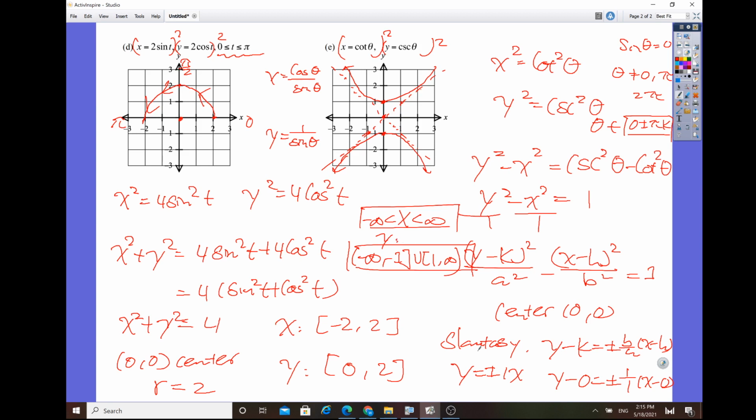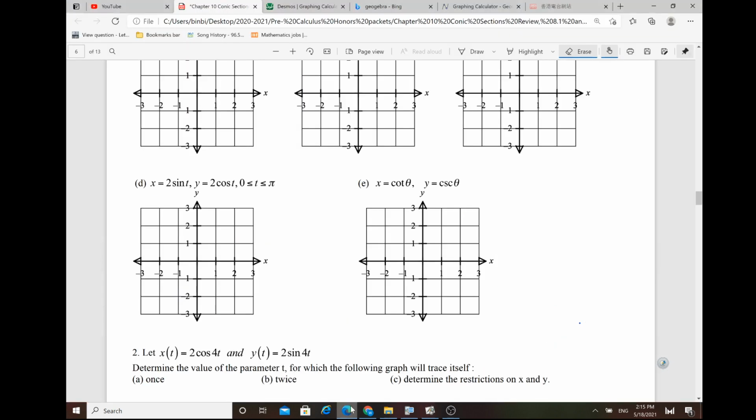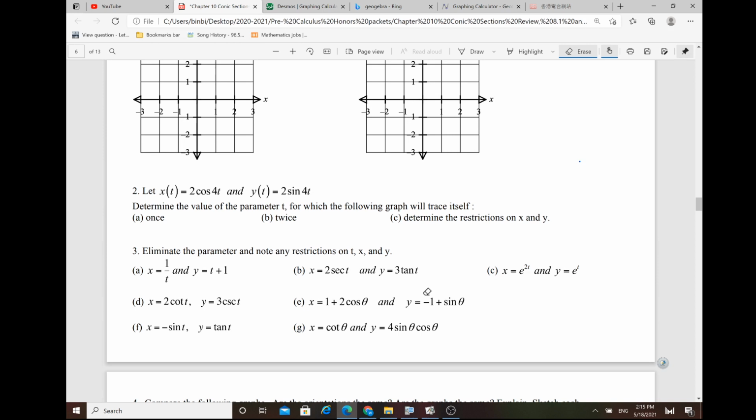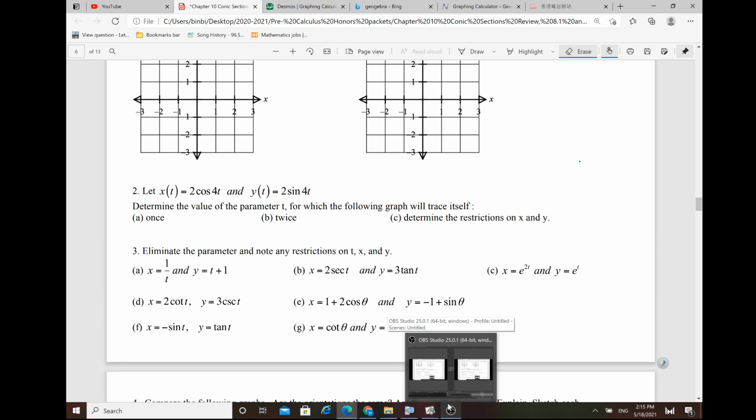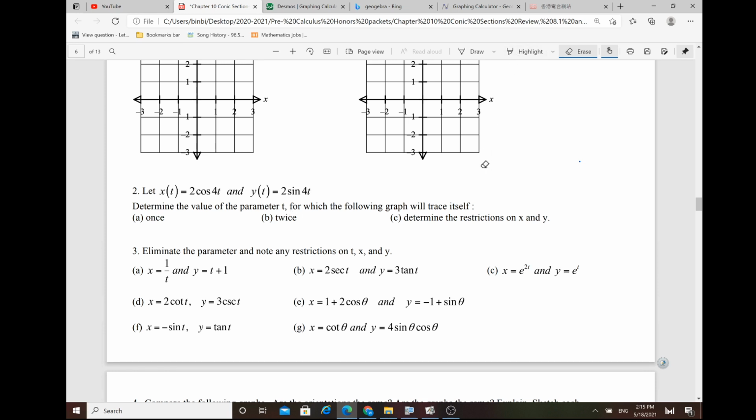Okay, so now let's see what else we have for this template. The next one: determine the value of parameter t for which the following graph will trace itself once, twice. Determine the restriction. Again, square both sides and then try to combine them together. Once means you're going around one cycle, twice means 2 cycles. And then determine the restrictions. So quite similar to what we did for the previous one.